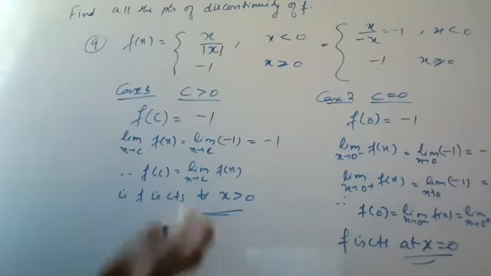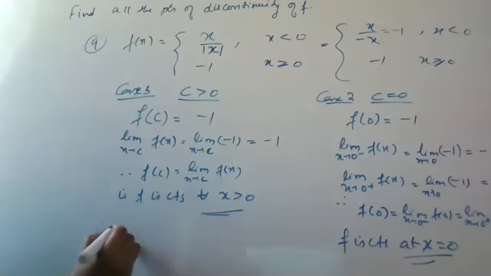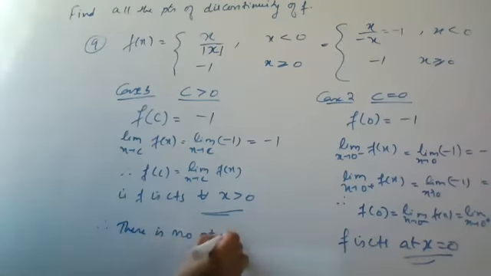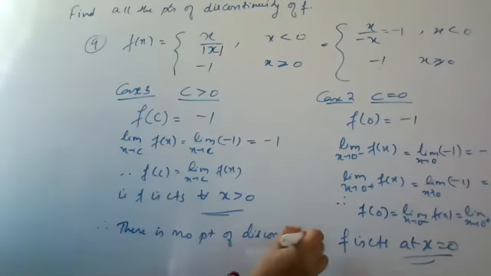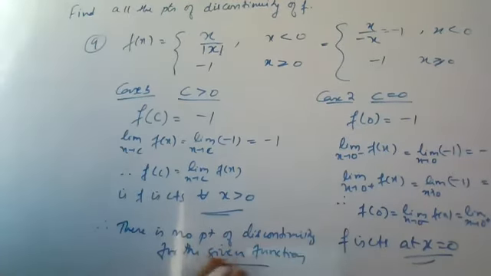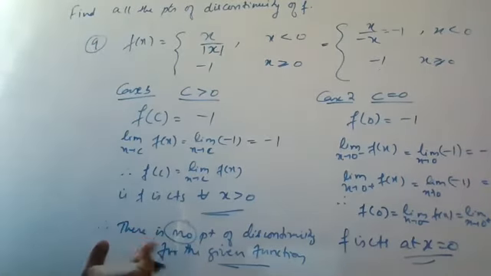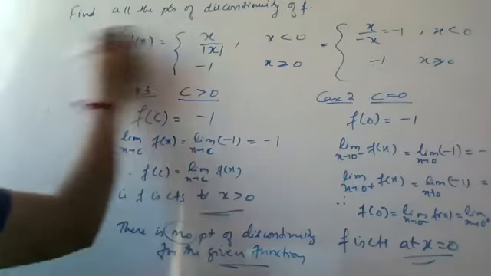What will be the conclusion then? Question again is find the points of discontinuity. Therefore you will say that there is no point of discontinuity for the given function. Okay, you don't have any points. No point of discontinuity. Or you can say that it is continuous everywhere. The function is continuous everywhere. Okay.